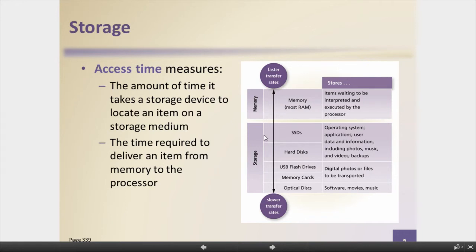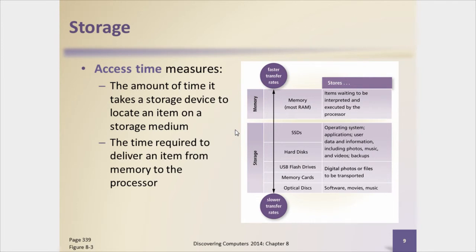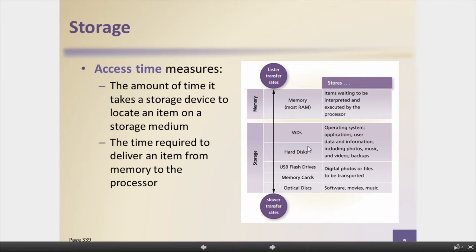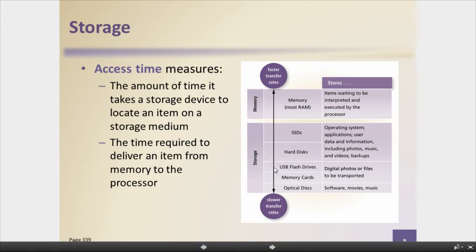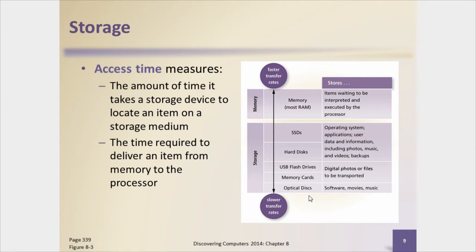Very close in terms of performance to memory are solid-state drives. Solid-state drives are very, very fast. There's no moving parts. Power consumption is less. We'll talk about that a little bit more in just a second. Next to that, we have hard disks. Hard disks, which we'll talk about a little more in just a minute as well, are a mechanical device, and so there are other problems associated with that. But there are also benefits in terms of very large storage, relative cost, things of that nature. Then we've got USB flash drives and memory cards, which tend to operate pretty much the same. And then at the slower end of the spectrum, we have optical disks, which use light to store and write data.